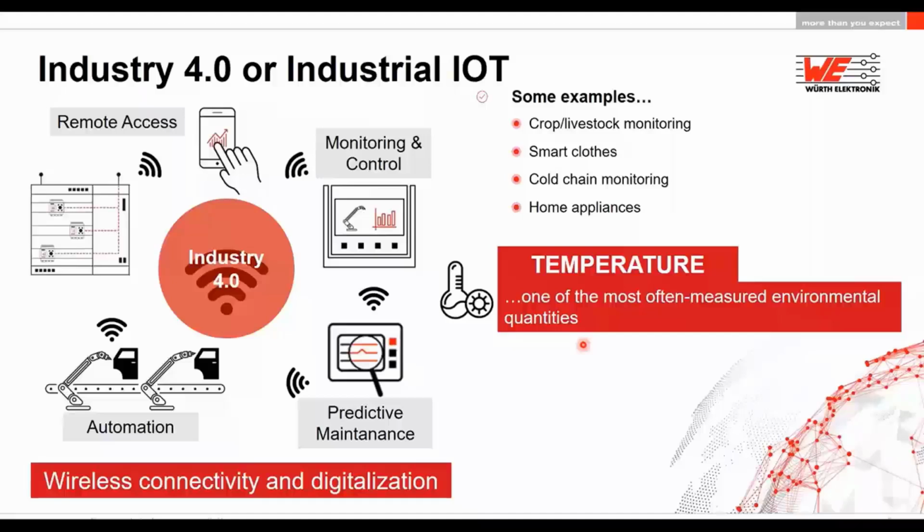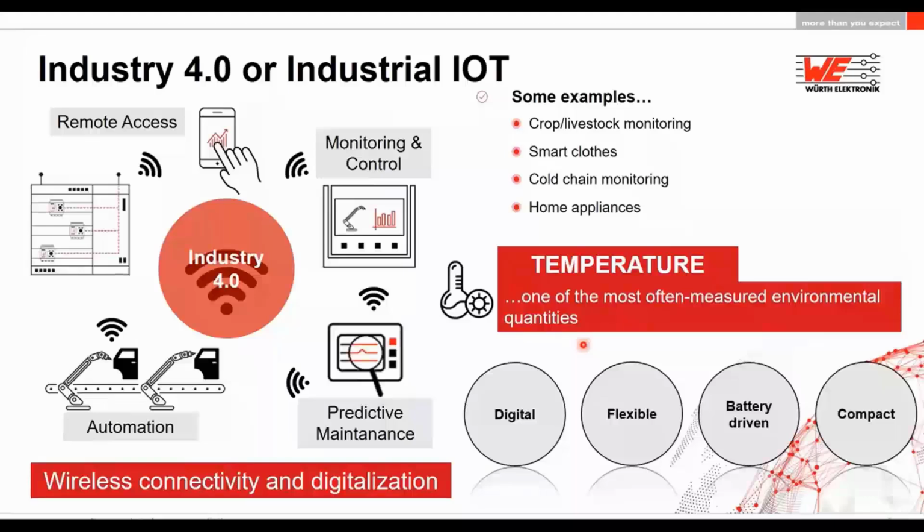For example, crop monitoring or livestock monitoring, where in the fields some crop needs some water or some animals are not feeling well, or they are not in full shape, or they need some medical attention. Smart clothes, for example: firefighters nowadays have temperature sensors integrated in their jackets. They monitor the ambient temperature and also the body temperature. Cold chain monitoring in the food industry and home appliances, of course, are getting more and more wireless these days, and they are getting more and more interconnected.